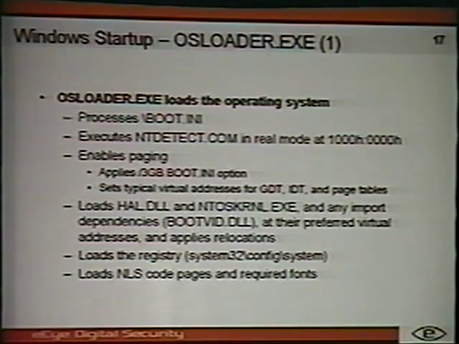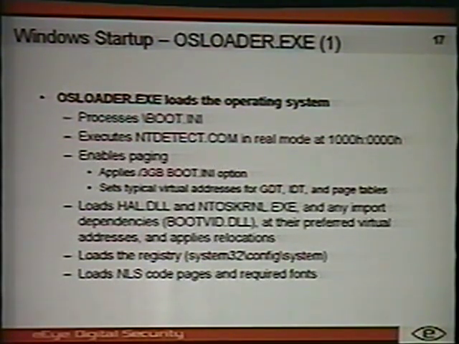Now, this is a real mode application whose purpose is to determine the underlying HAL and the underlying multi-processorness of the NT system. It gives it information on which NTOS kernel and which HAL to load. Additionally, we enable paging. There's a boot.ini option to handle a 3 gigabyte user space that's processed and added here. We set up the typical virtual addresses available for the GDT, IDT, and the page tables. Again, this is how the kernel will begin to reference this stuff.